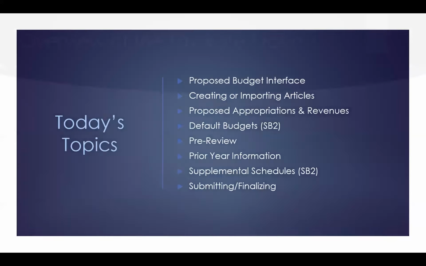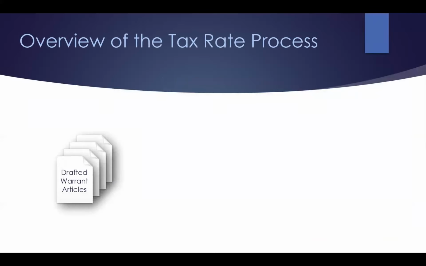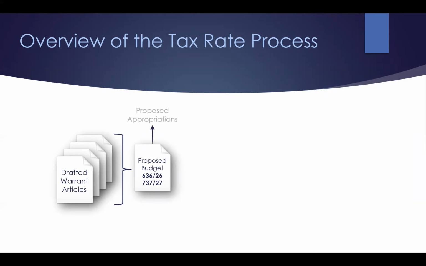So just a little bit about the tax rate setting process itself, in case anyone is totally new this year. The process starts off at the beginning of the year with drafting your warrant articles. And it's those warrant articles that become your proposed budget. So that's your 636 or your 737, or the 26 or 27 for schools. Out of that proposed budget, you're going to get your proposed appropriations and your estimated revenues. Those appropriations go to annual meeting, they get voted on, and they become your voted appropriations or your approved appropriations.